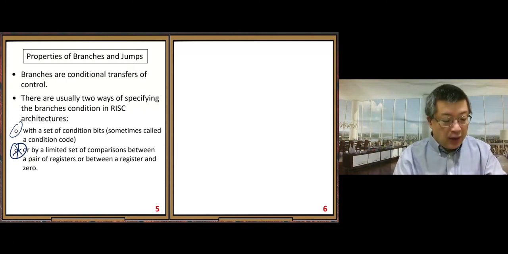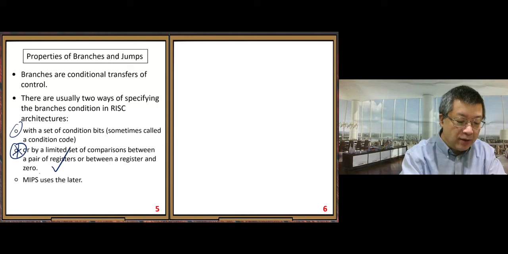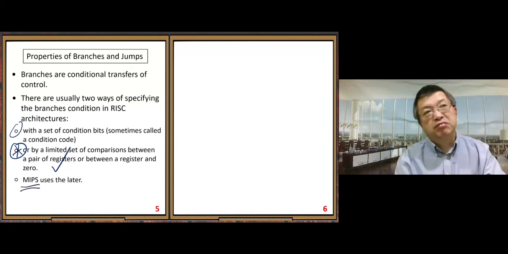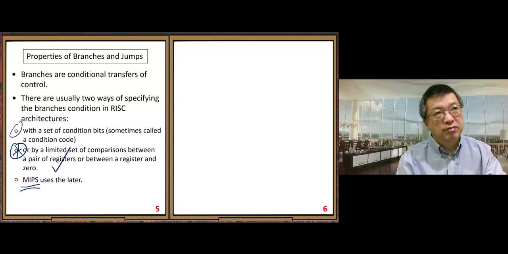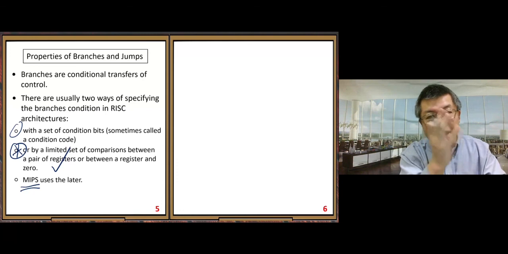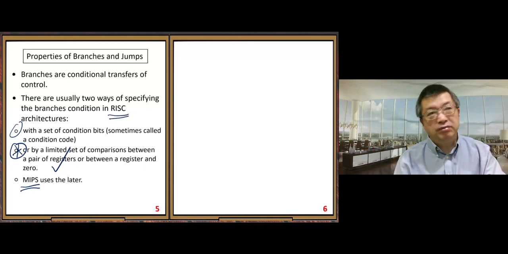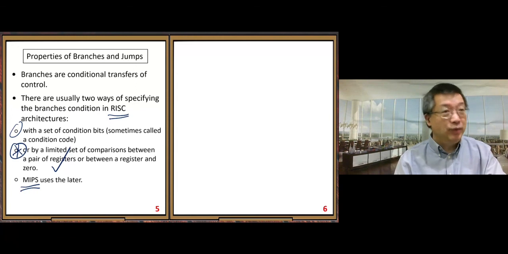All right. So MIPS uses the latter. We know MIPS is a special RISC architecture, and we study the MIPS architecture as the case study. For other RISC architectures, we do not have time to study. Actually, even if we had time, it is too complicated. Even if we had time, we won't study other types of RISC architectures.